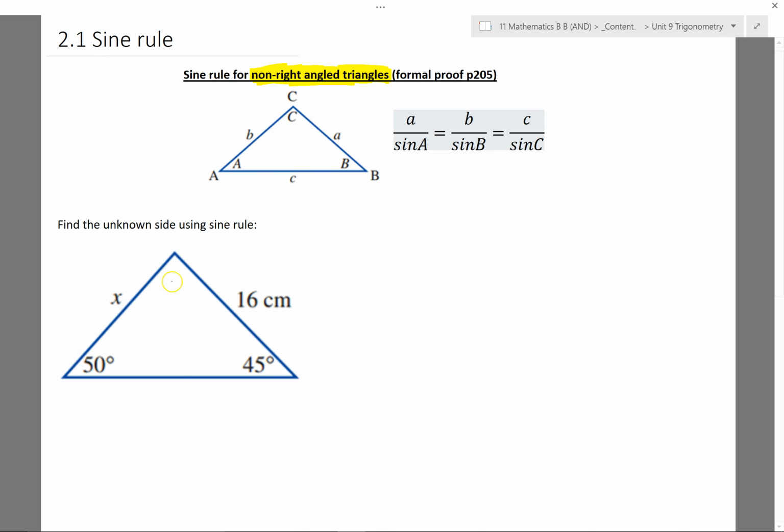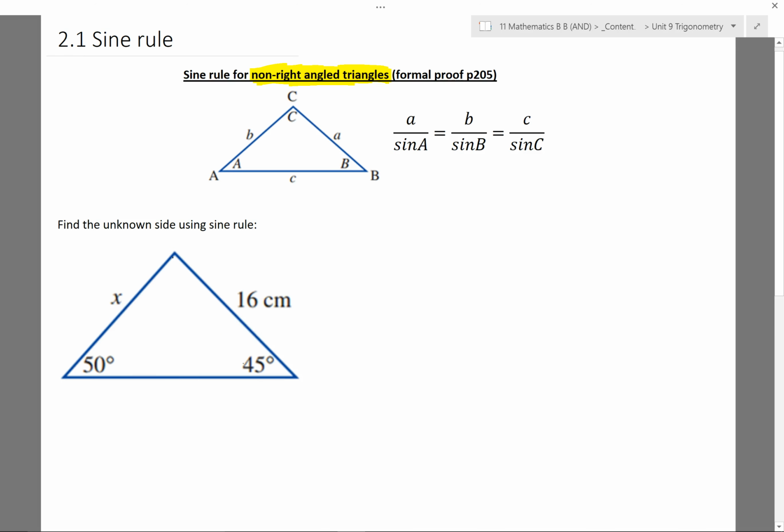Some of you might be saying, oh, but I can cut this triangle in half, put a right angle here. I can use sine to find this side using this information, and then I can use Pythagoras to find x. Yep, you're right, but it's going to take you a long time. The sine rule will be more effective.